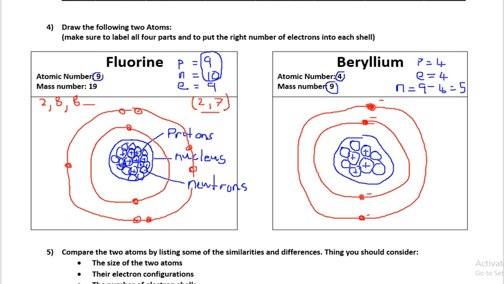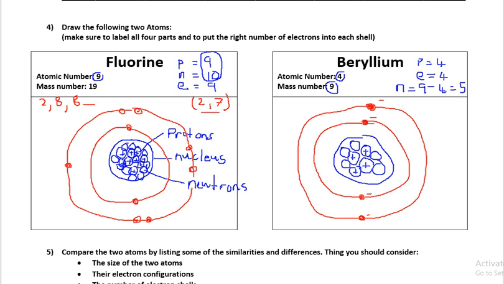Okay, so if we have a look at them, the next part is to compare and contrast the two atoms by listing some of the similarities and the differences. And this really isn't as hard as maybe it sounds. You literally just look at the two and say, what kind of things are the same and what sort of things are different? So for instance, the size of the atoms. Is one of these atoms bigger than the other one? Well, this one has a larger nucleus. It's got more protons and neutrons.